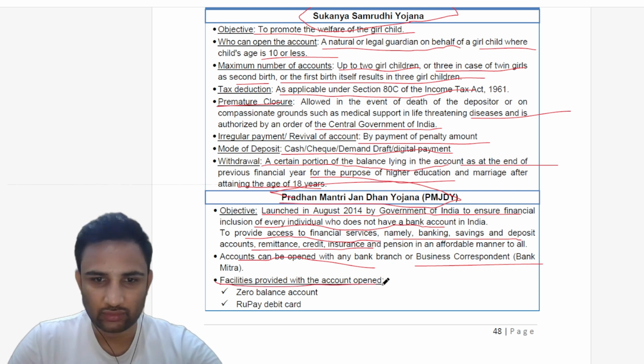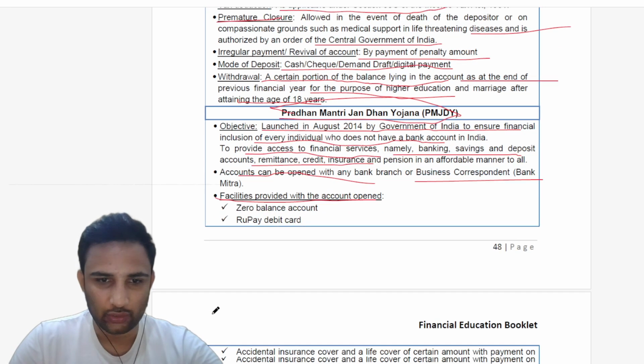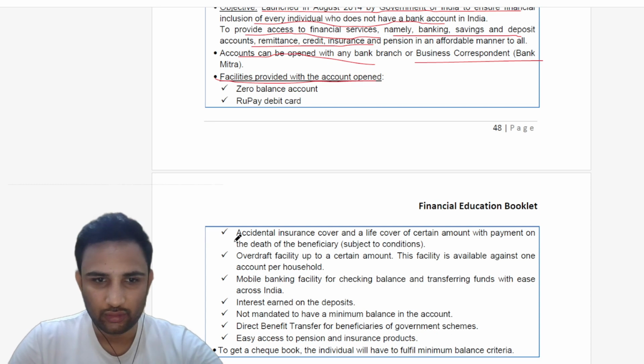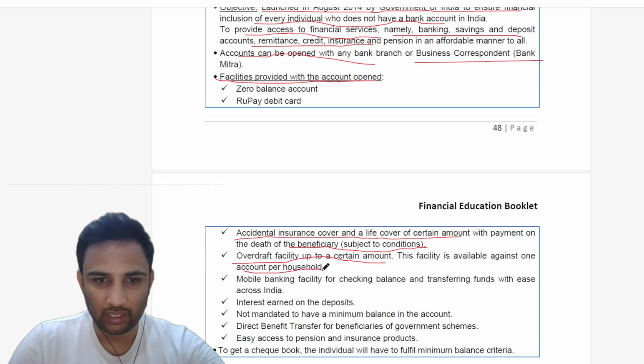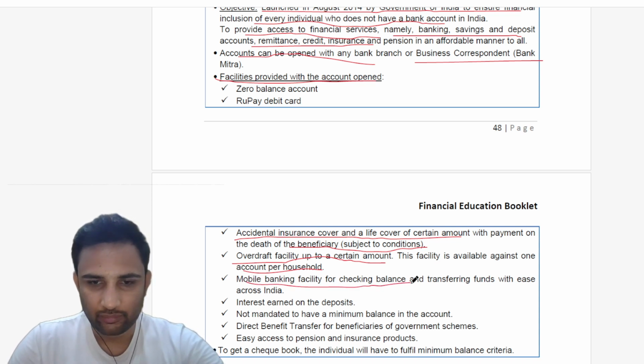Facilities provided with the account opened are zero balance account, RuPay debit card, and accidental insurance cover and a life cover of a certain amount with the payment on the death of the beneficiary. It is also subject to conditions. Overdraft facility up to a certain amount. This facility is available against one account per household. Mobile banking facility for checking balance and transferring funds with ease across India.